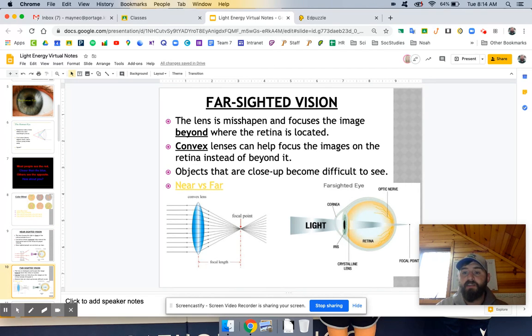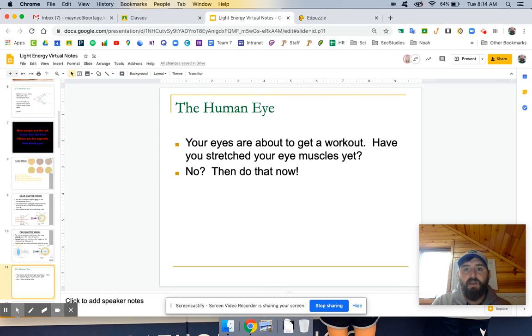Farsighted, they can see things further away just fine, but when they're looking close for reading or anything right up close, that is going to be blurry. So again, there's more information on that in the videos, which is some interesting things. Okay. All right. So get ready for your eyes to have a little workout.